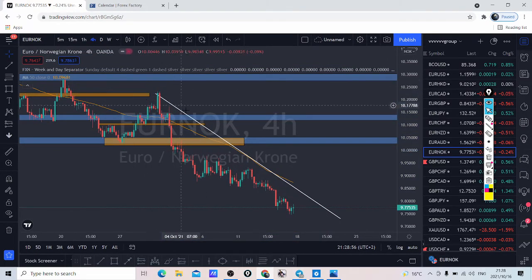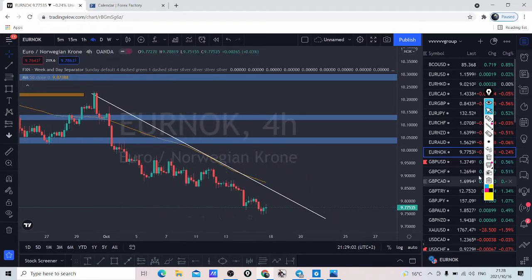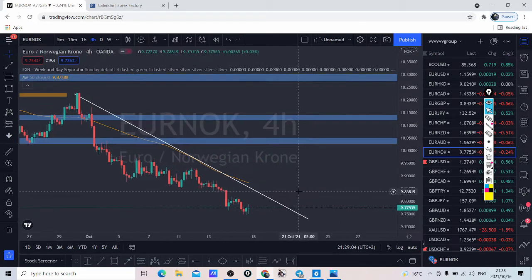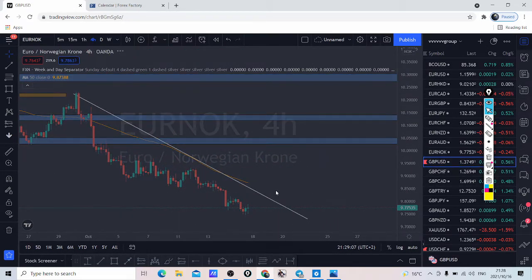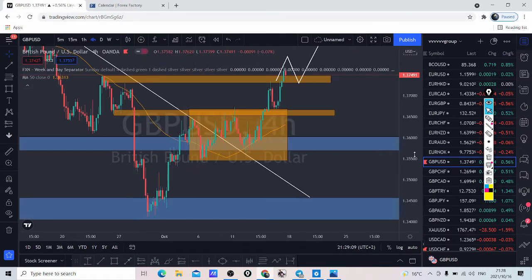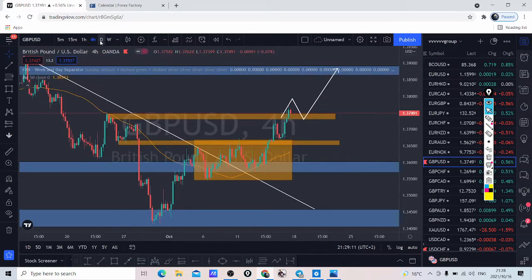Then we'll be looking for a buy if our technicals are corresponding with our sentiment of the market. But for now, let's just wait. Okay, GBP USD, this is the one that I missed on Friday.